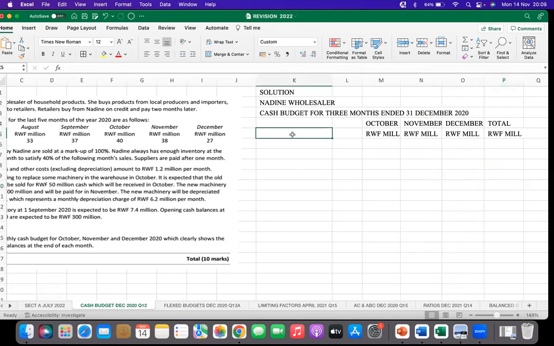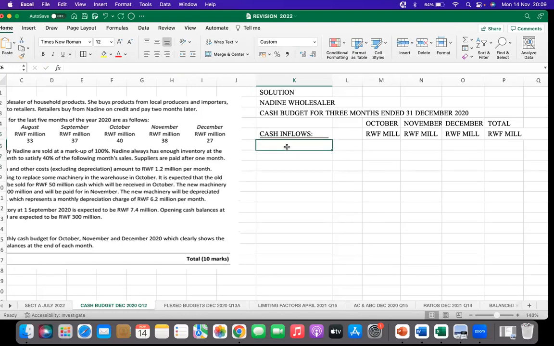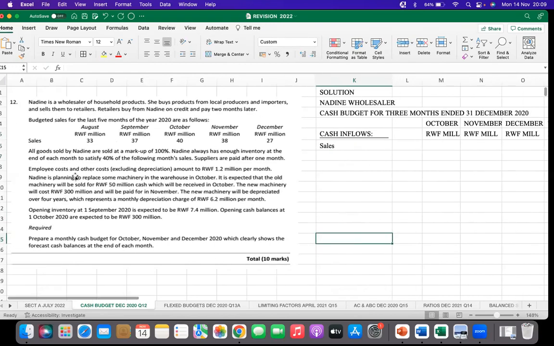So you start with cash inflows. There are two ways of preparing a cash budget. I will explain. So the major source of cash inflow is sales. And in sales, were we given the rules of posting sales? All goods sold by Nadine are sold at a markup. Nadine always has enough inventory at the end of each month to satisfy 40% of the following month's sales. Suppliers are paid after 1 month. That is suppliers, not sales.